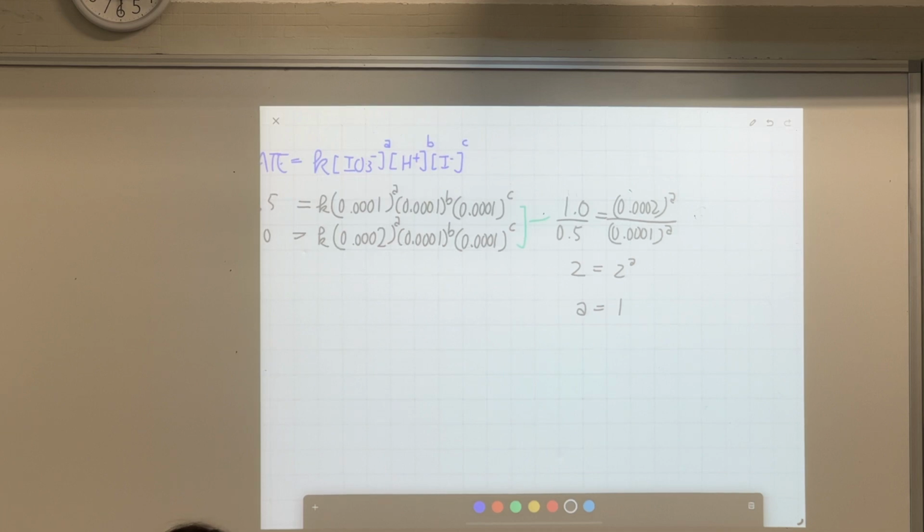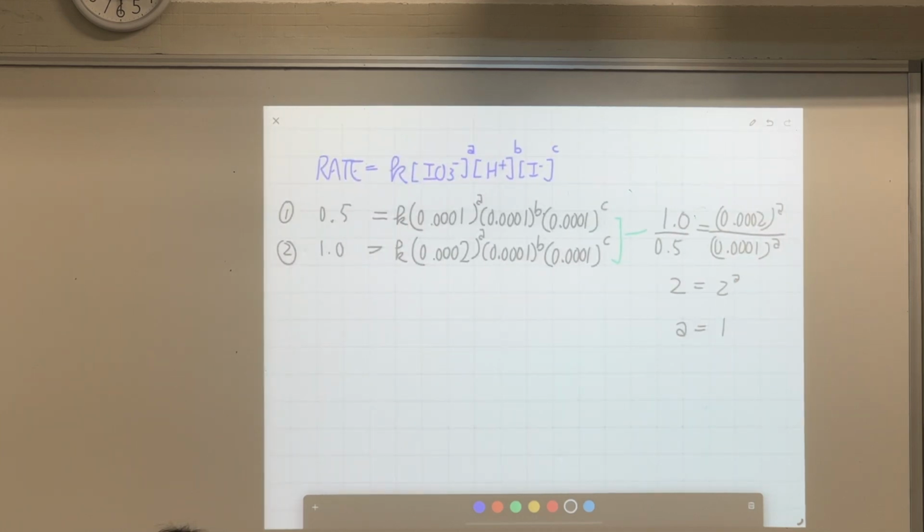Yeah. I want you to work on the other ones, but still I want you to tell me what you can work out from experiments 3 and 4. If you compare experiments 3 and 4, which order can you find? C. Yeah, because in 3 and 4, the concentrations of the first two reactants are unchanged this time, right? So the last one is changed. So by comparing 3 and 4, you can find c. And finally, by comparing which two can you find b? Any of them. 1 and 3. Yes, 1 and 3.